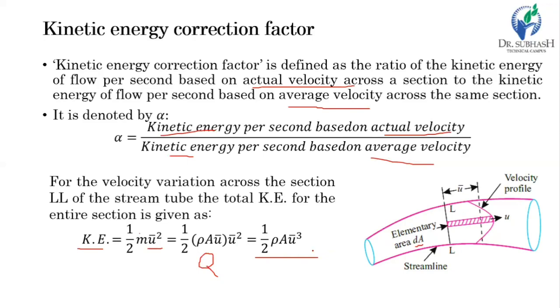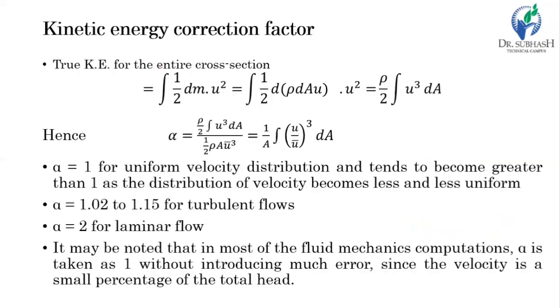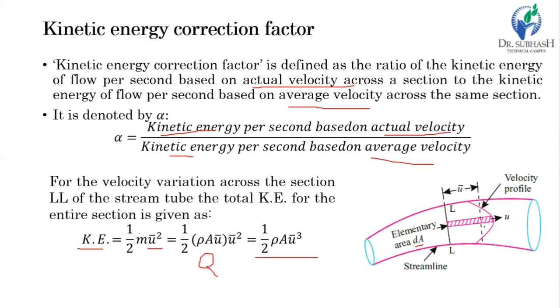Now let's see kinetic energy as per the actual velocity. For that we have to consider the integration. It is half times dm. It is again nothing but the definition of kinetic energy, 1/2 times mass into velocity square. But velocity here we consider u, which is the velocity for this small elemental area dA. For the calculation purpose, we have to take integration all over the section, which is the cross section area A.